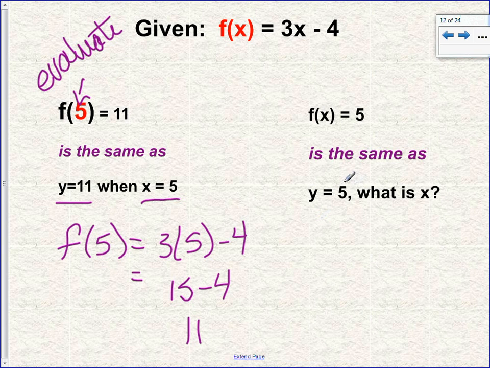Now, going the other way. If I say f of x equals 5, it is the same as saying y equals 5. So if y equals 5, what is x? We're basically plugging 5 in for y and solving. You're going to add 4 on both sides.